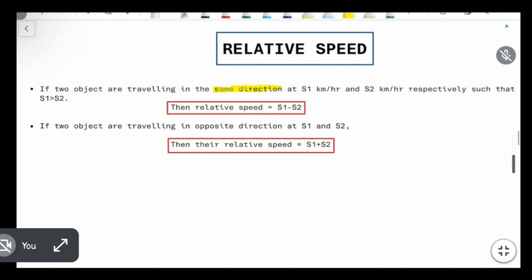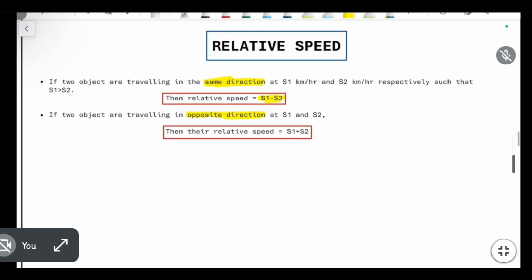Relative speed when traveling in the same direction, and the other one is relative speed when they are traveling in the opposite direction. Relative speed simply means we are finding the relation between the two speeds, okay? This type of question is applicable when there are two moving objects.